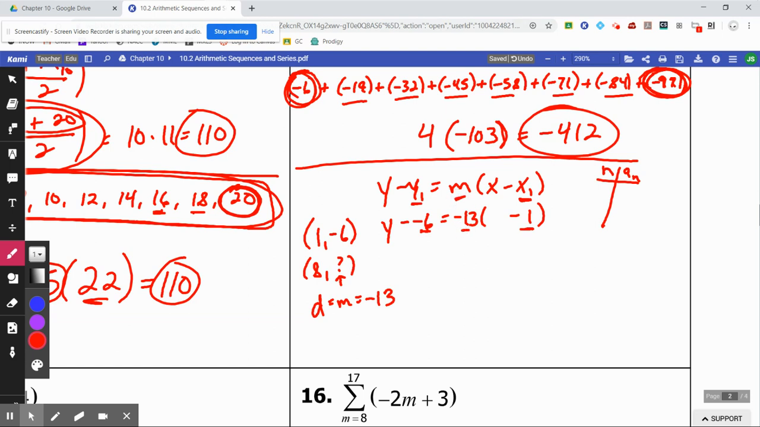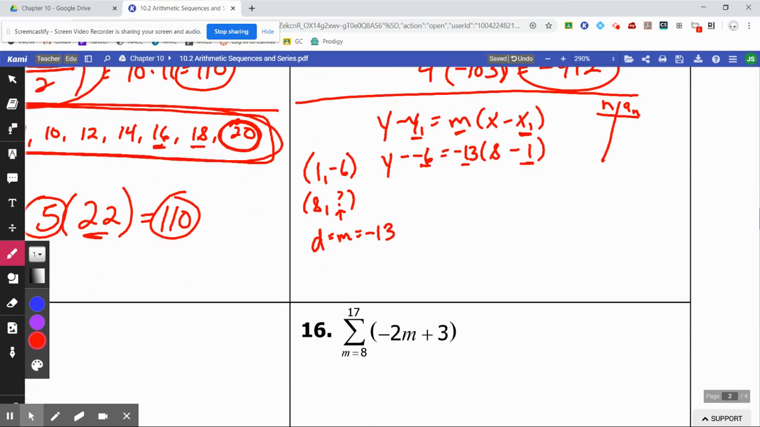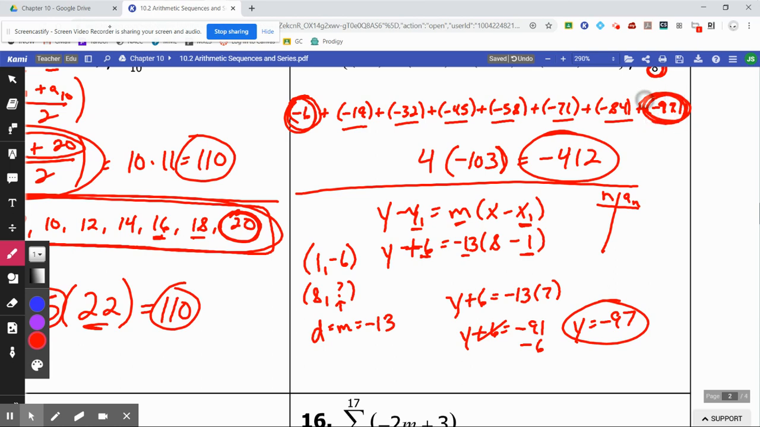So now what else do I plug in? I'm looking for my 8th term, so you could plug an 8 in there and just solve that. Minus minuses are pluses, so I now have y plus 6 equals negative 13 times 7. Y plus 6 is equal to negative 91. Subtract the 6, and you get y equals negative 97. That was your 8th term.